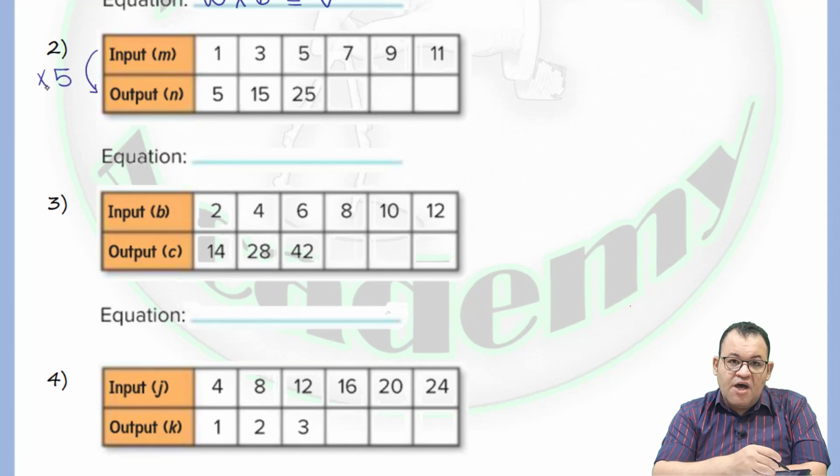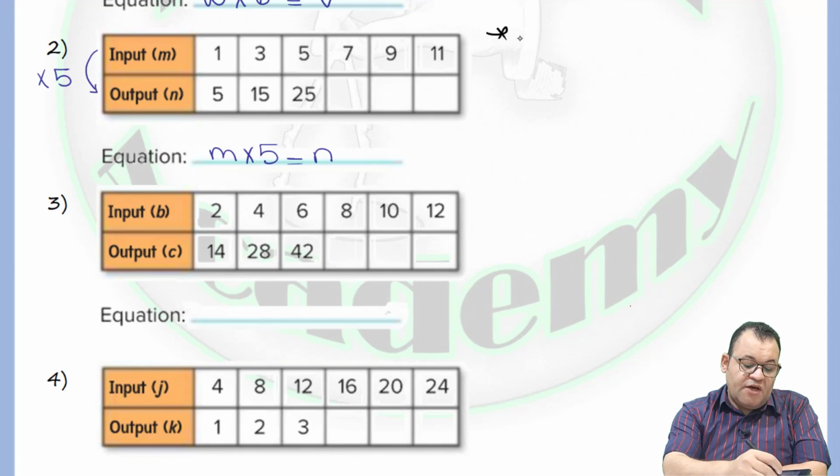1 multiplied by 5 equals 5. 3 times 5 equals 15. 5 times 5 equals 25. So for each input m, we just multiply it by 5 to find the output, which is n. So the equation that we have now is m multiplied by 5 equals n.